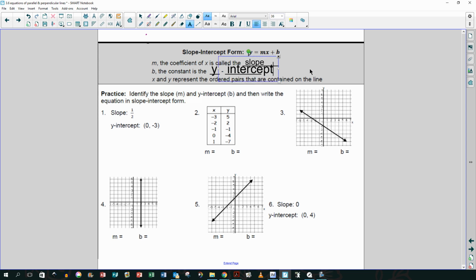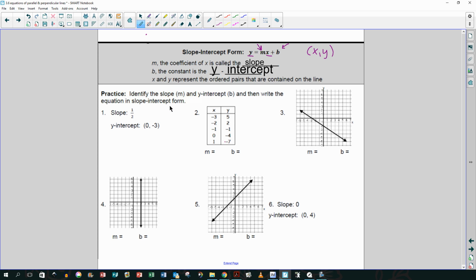All right. Your x and y represent the ordered pairs that are contained on the line. So within y equals mx plus b, the y and the x represent a point on the line. M is your slope, b is your y-intercept. So every letter that's in there has a significant purpose.